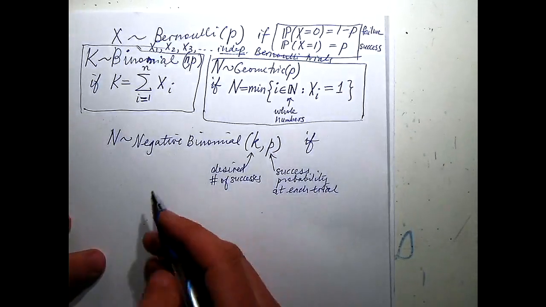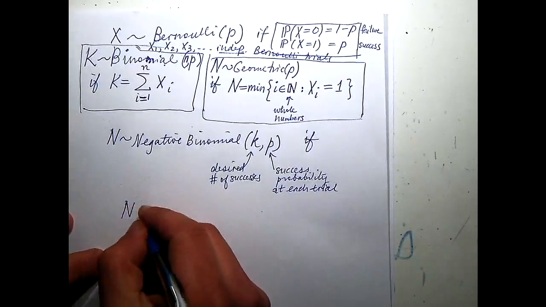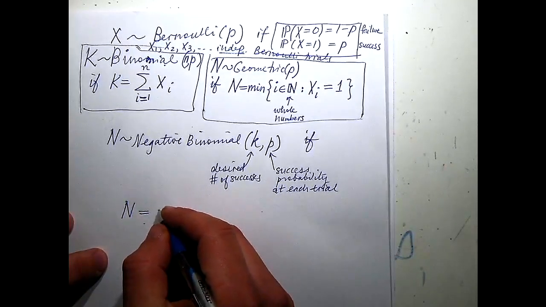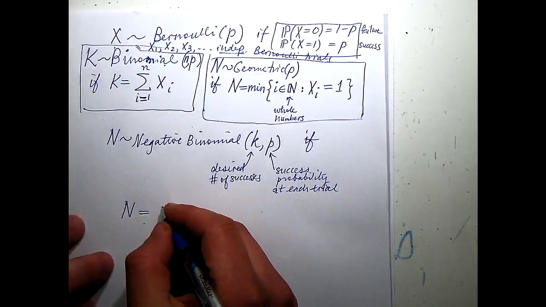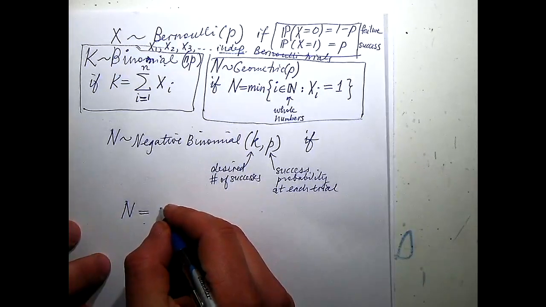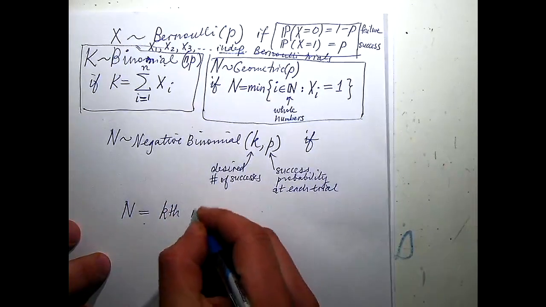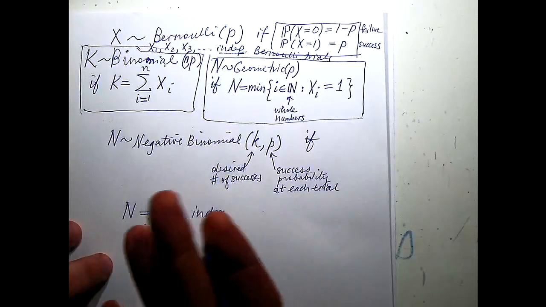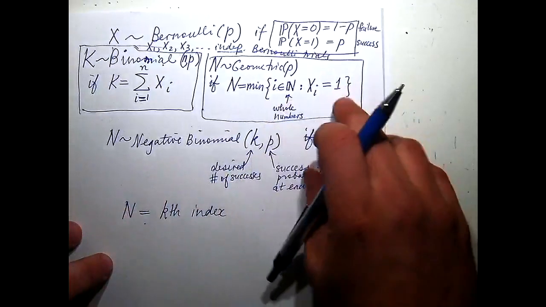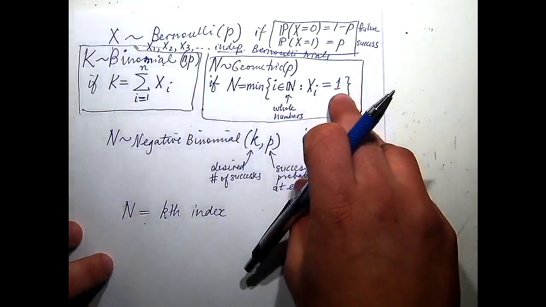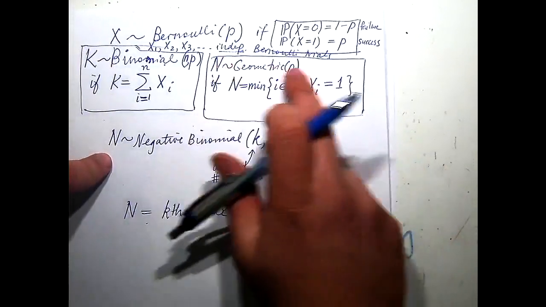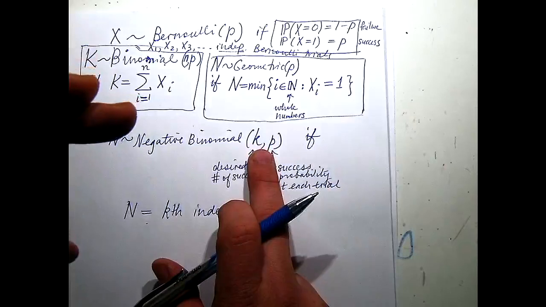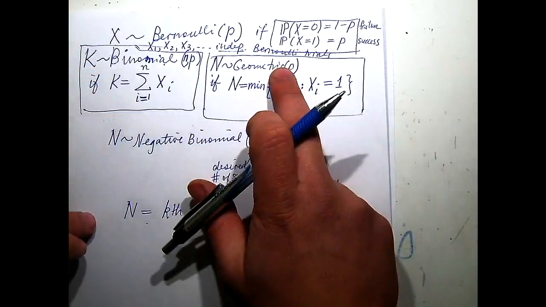Well, okay, n is the kth index I. We do all the indices in order 1, 2, 3, 4, 5, 6, 7, 8. We look through them all and we find the first one that gives you a success. If you're just going to the first one, that's geometric p. And that would also be negative binomial 1p. Negative binomial 1p is the same as geometric p.